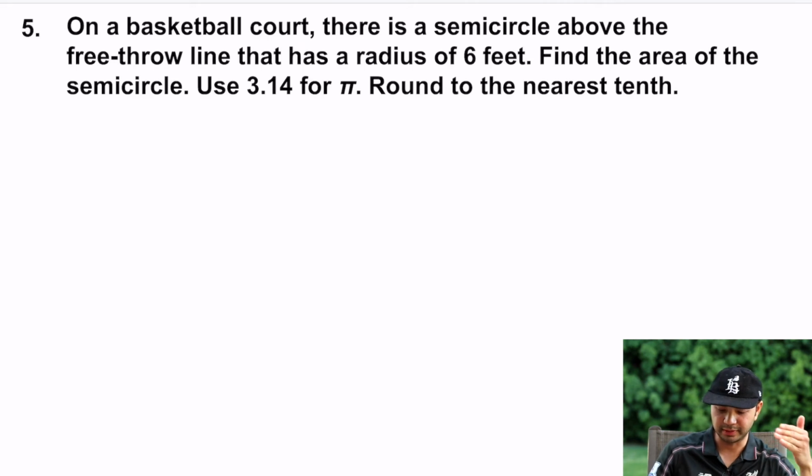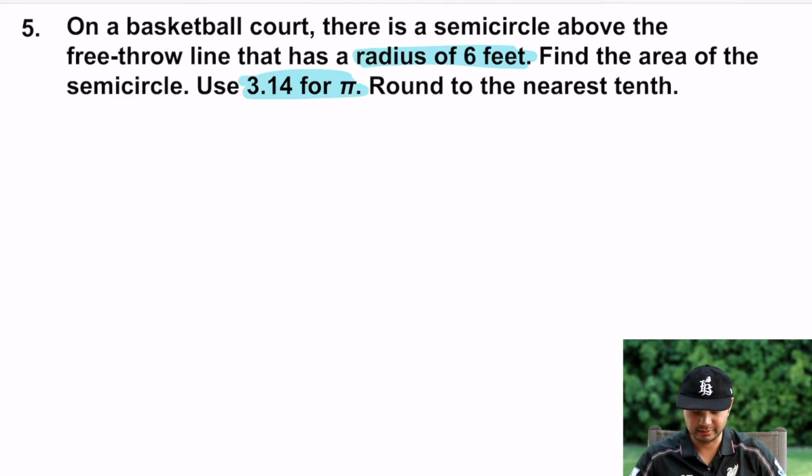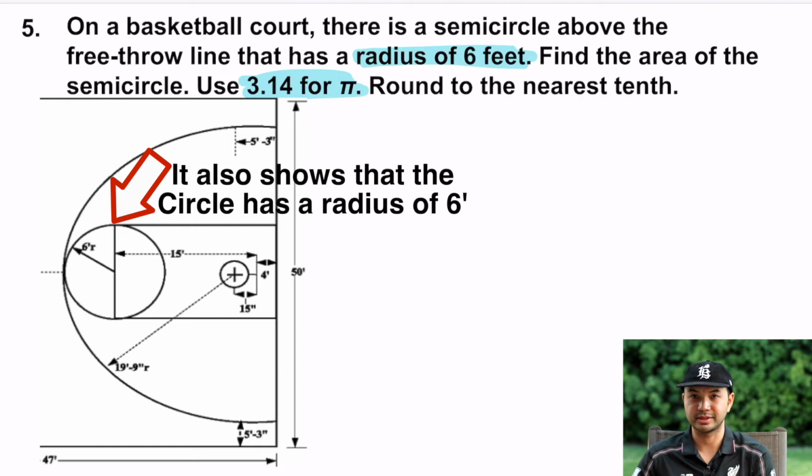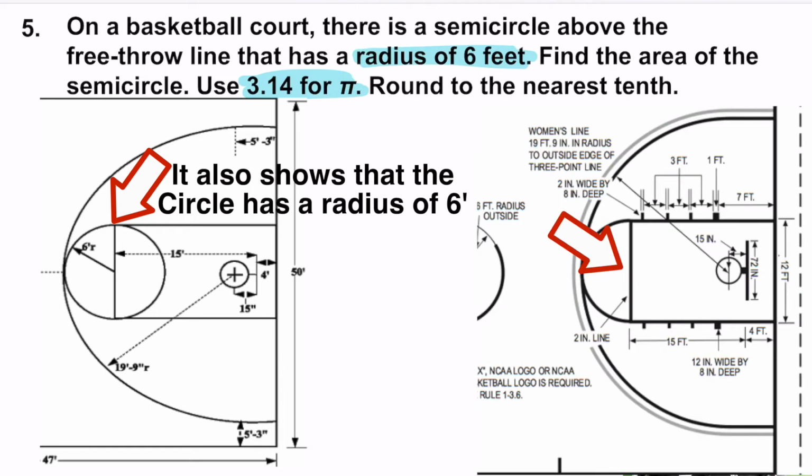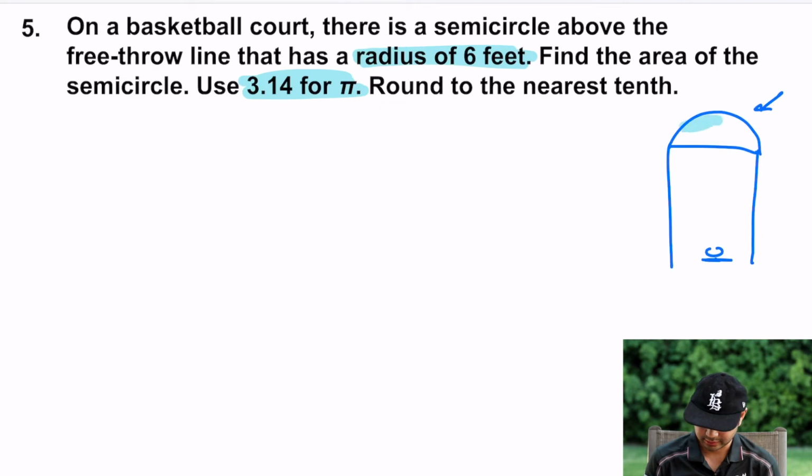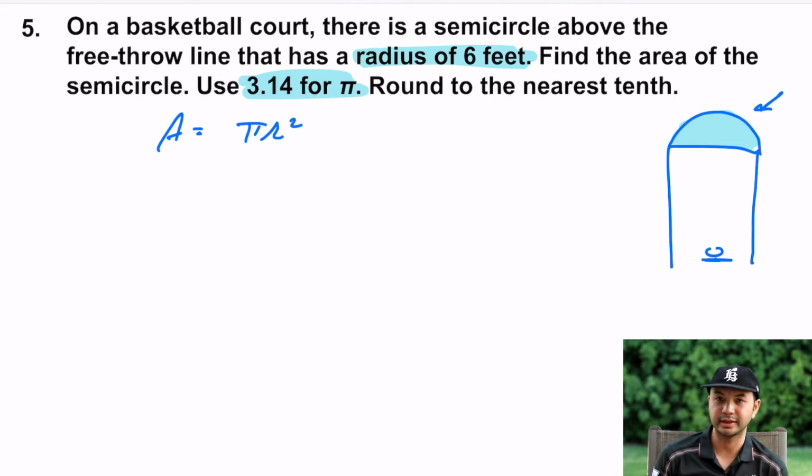Basketball court, there's a semicircle above the free throw line that has a radius of 3 feet. Sorry, it has a radius of 6 feet. Find the area of the semicircle. Use 3.14 for pi. So radius of 6 feet, so we don't have to change it from diameter. If you're not sure what it's talking about, above the free throw line, so it's, you know, above the key. I'll just throw a picture up there right now so you can visualize it. So it's asking for this part right here.